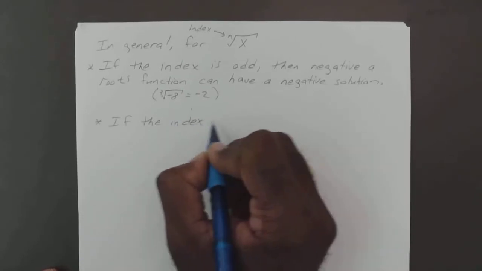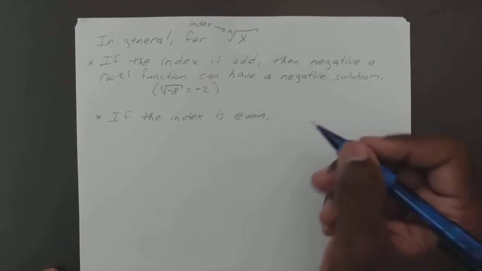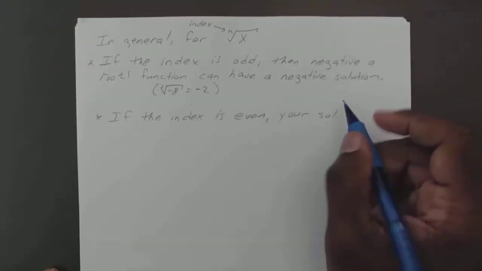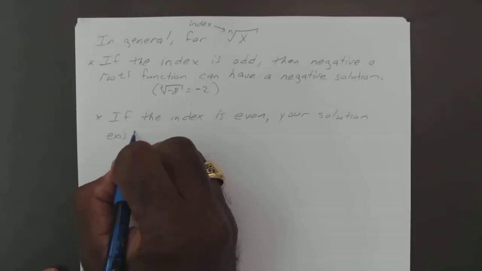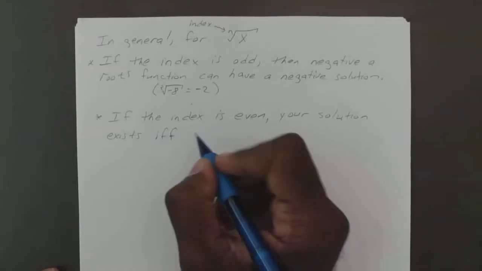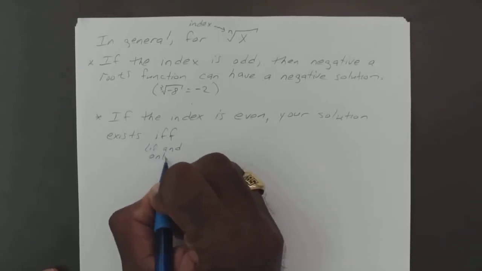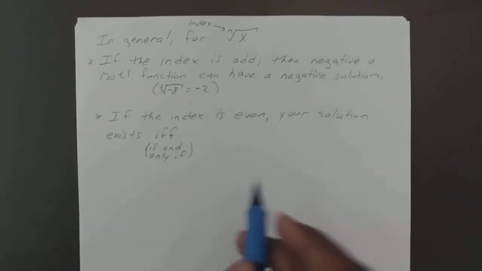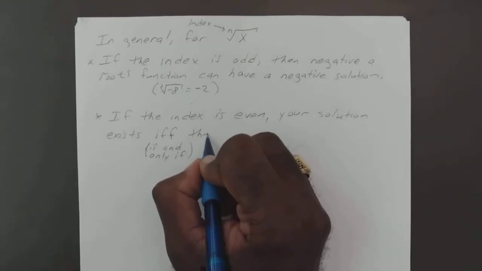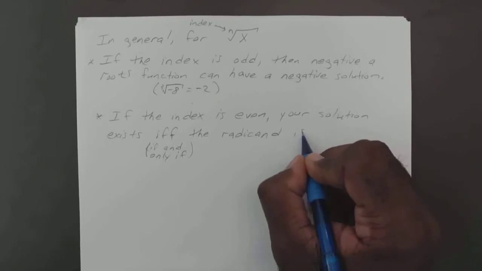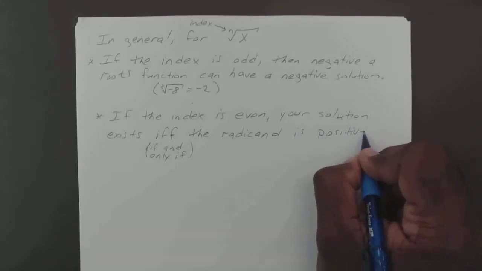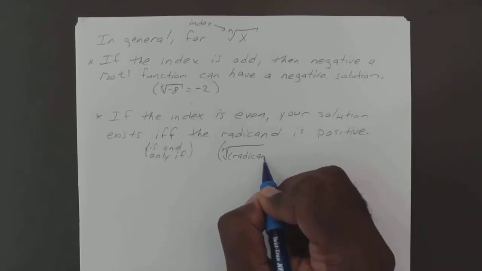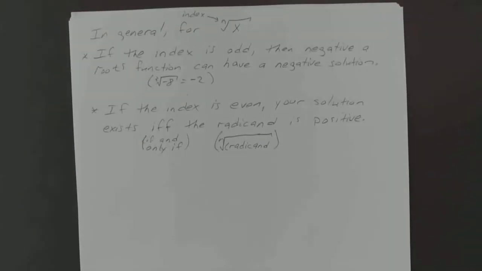So if the index is even, your solution exists. That IFF, that's a math if and only if. Seems kind of redundant, but it's something you'll see here and there. Your solution exists if and only if the radicand is positive. And the number under the square root or the root sign, that's your radicand.